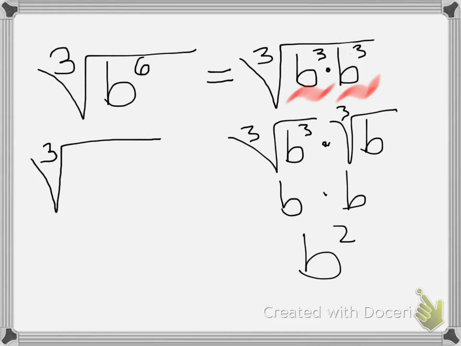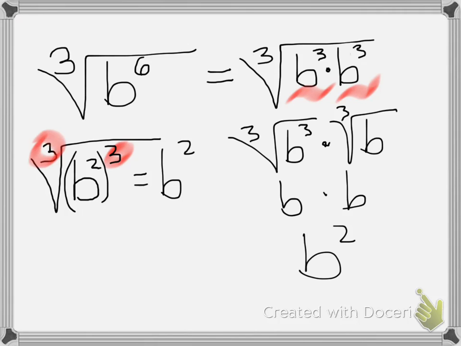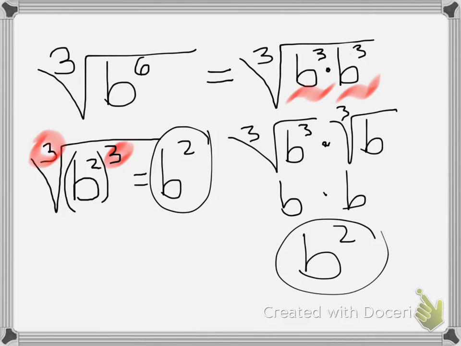Now the book shows it like this. Let me show you a different way. Remember how before I was trying to get the index and the exponent to be the same? Well, you know b squared cubed is b to the 6th. So you could think about it that way too. So 2 different ways to think about it. You get the same answer no matter what.